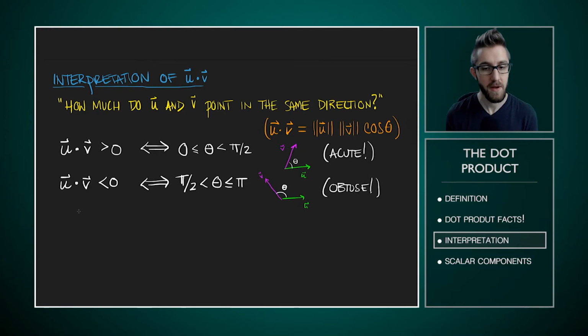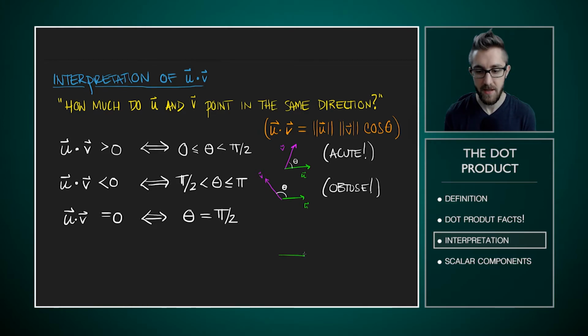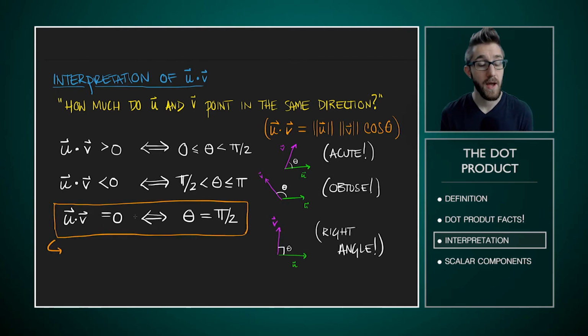And lastly, and this is probably the most important one, if the dot product of two vectors is exactly equal to 0, then we know that the angle between them, because cosine of theta is 0, is exactly pi over 2. And that means that u and v meet at a right angle. So I'm highlighting this last line here because it's probably one of the more important facts from this lesson. Again, if two vectors have a dot product of 0, it means that the angle between them is 90 degrees. And a way to say that differently is that the two vectors are perpendicular.